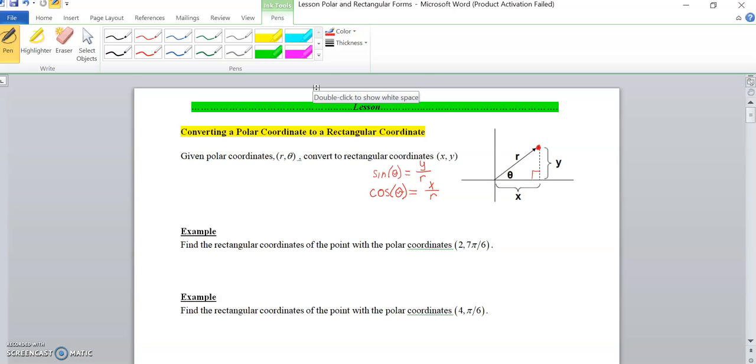So what we can do with that is define y by itself, or get x by itself. And in order to do that, we multiply both sides of each equation by r. So y is set equal to r times sine theta. In the same regard, x is equal to r times cosine of theta.